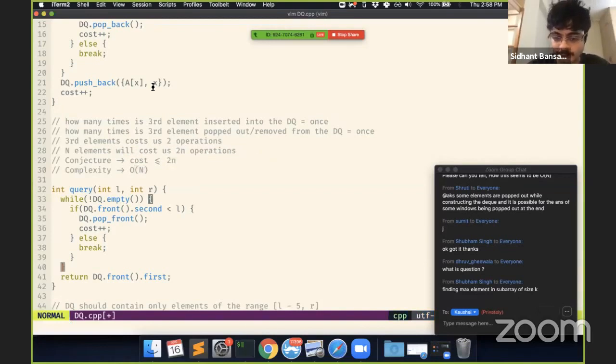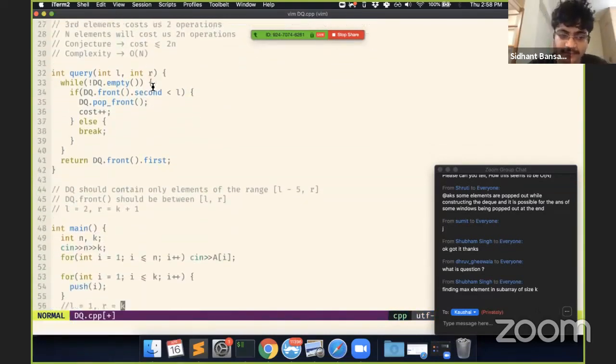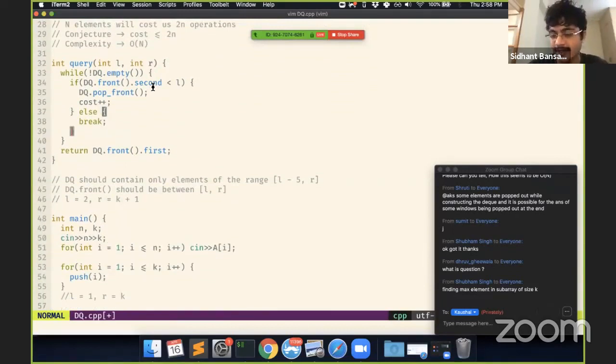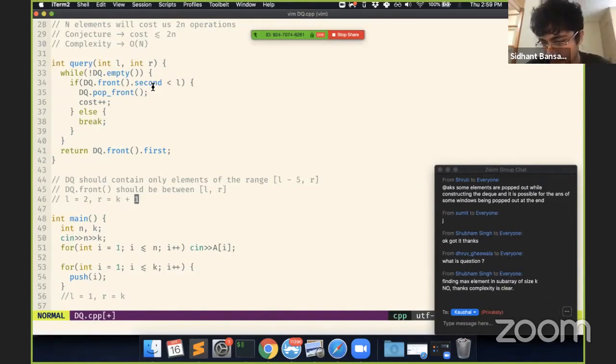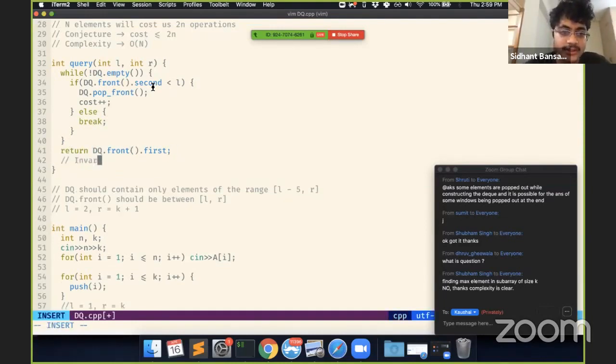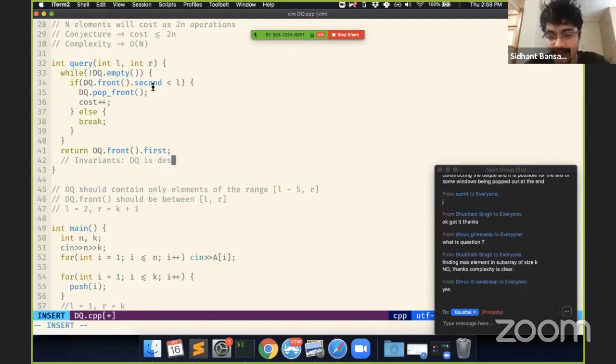Any doubts regarding the complexity? The complexity is order n because of the way the cost moves. In sliding window algorithms, the complexity generally comes out to be order n, although it might not look like it. And someone was asking, how does the query function work? We had the trivial idea, right? Everyone is clear with the trivial idea, why we were trying to do dq.front.first, because we were maintaining the invariant, which was that dq is descending.